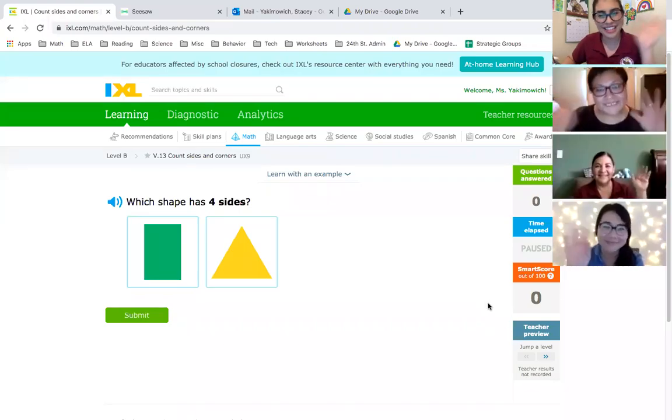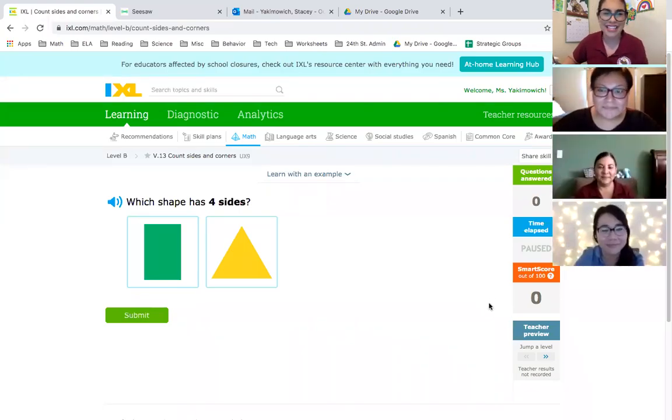Hi everyone! Welcome back to our math lesson. Today, well, this week, we're going to be talking about geometry and the attributes of shapes.